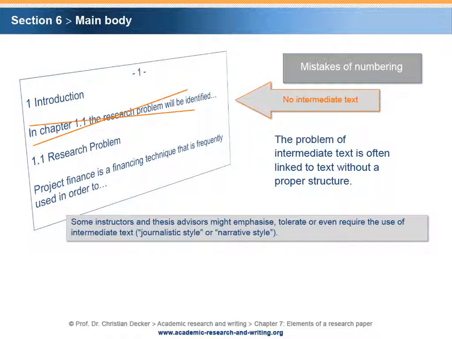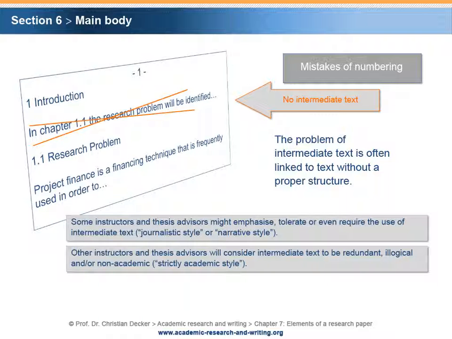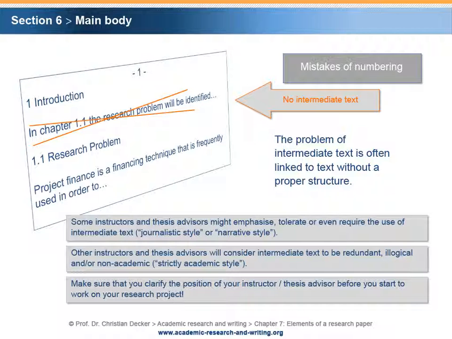Some instructors and thesis advisors might emphasize, tolerate, or even require the use of intermediate text, then sometimes called journalistic style or narrative style. Other instructors and thesis advisors will consider intermediate text to be redundant, illogical, and/or non-academic, then referred to as a strict academic style. It is necessary to clarify the position of the specific instructor or thesis advisor before working on a research project.